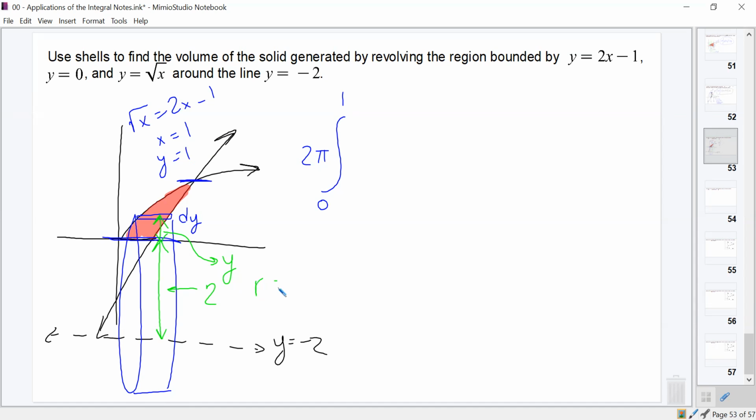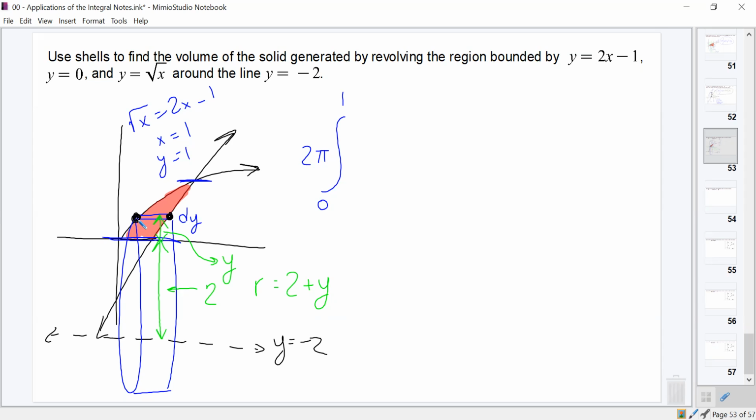Our radius is going to end up being 2 plus y. And our height is just the right bound of this region minus the left bound of this region. So it's just the right-hand function, the 2x minus 1, minus the left region, which is root x.